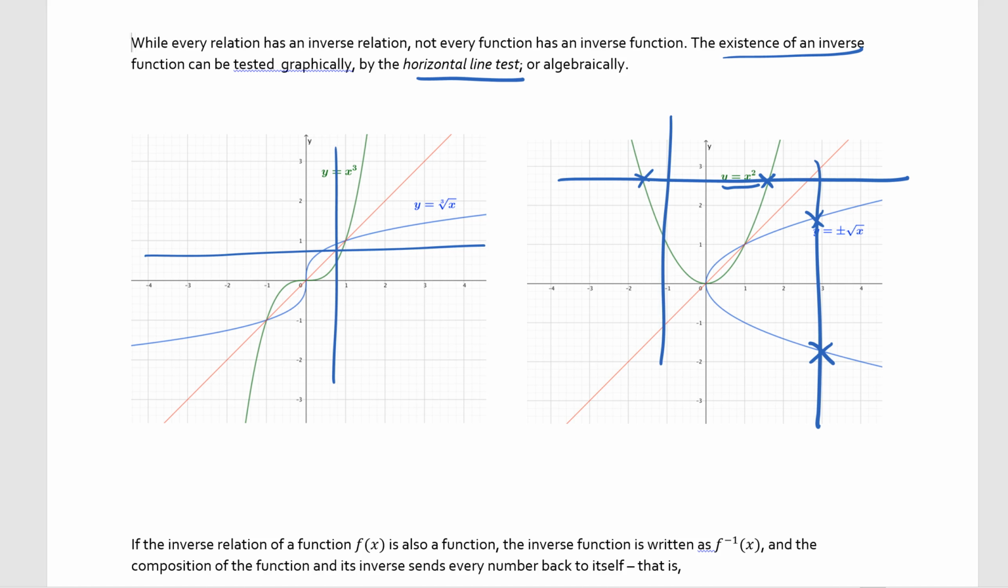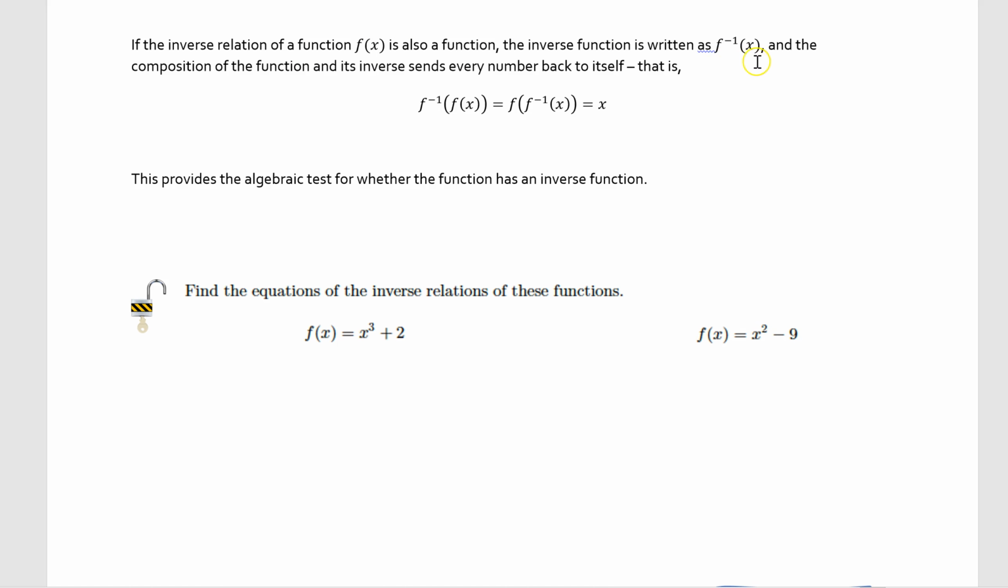Now this point here about the inverse function can be written as f to the minus 1 of x, and if we take the inverse function of a function or the function of an inverse function, if those functions exist, they will return us to our original value of x. And that's the algebraic test of whether the function has an inverse function. It's clearly more fiddly, well, if we are provided with graphs, the algebraic test is clearly more fiddly. If we haven't got the graphs, it may be 6 of one, half a dozen of the other.